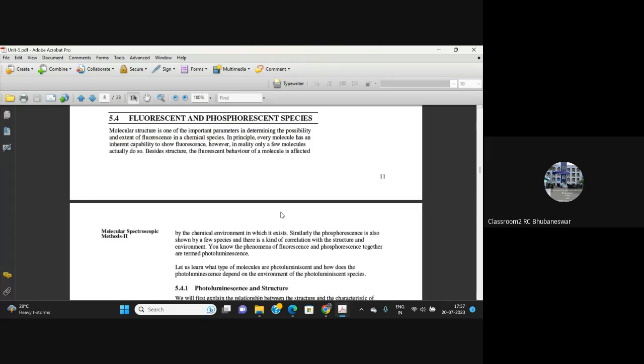Which kind of species will show fluorescence or phosphorescence? We have already studied Raman, IR, and UV-visible. You got the concept that some spectroscopic tools are good for molecules having a dipole moment, and Raman spectroscopy is good for molecules showing polarizability. So which type of molecule will show the fluorescent and phosphorescent features of spectroscopy?